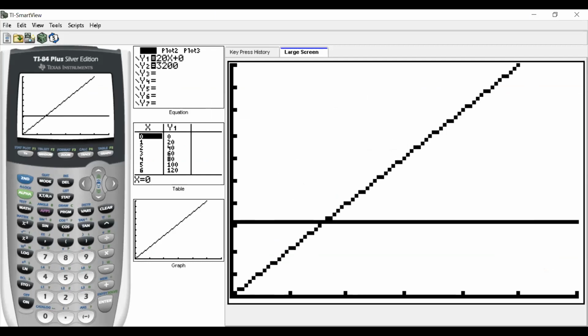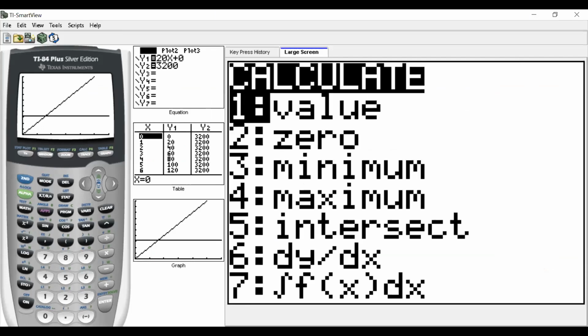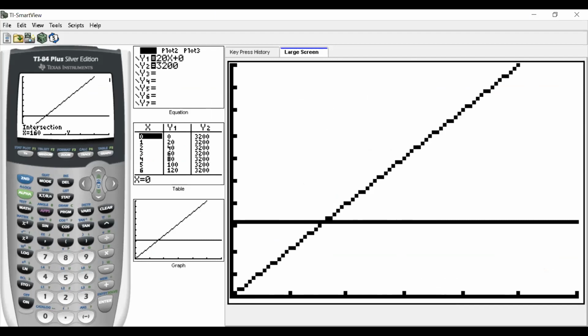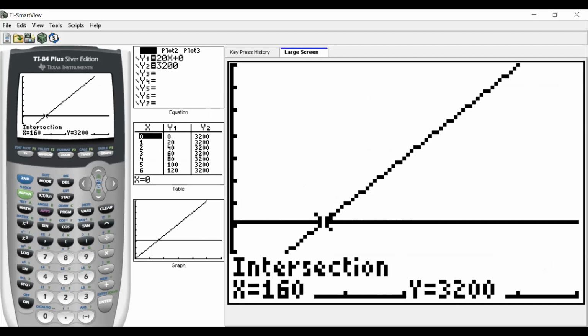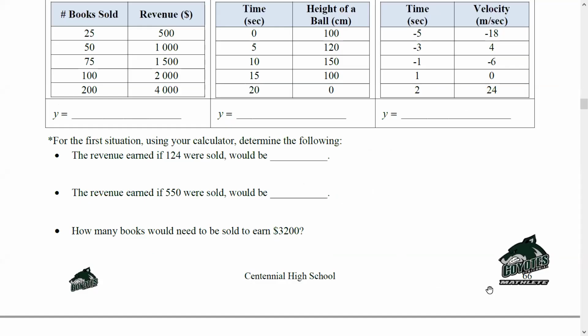My solution is that point of intersection. And that point of intersection is 160. So I had to sell 160 books. Easy peasy, lemon squeezy.